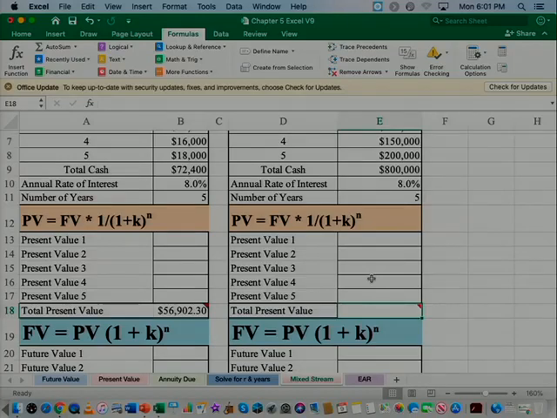Yes? I had a question. So for annuity dues, you can refer to them with a discount rate, right? If you're calculating the present value of an annuity due, you use a discount rate. If you're calculating the future value of an annuity due, you use the interest rate.